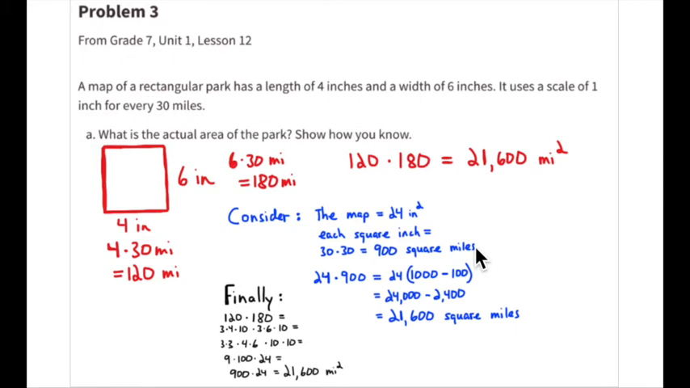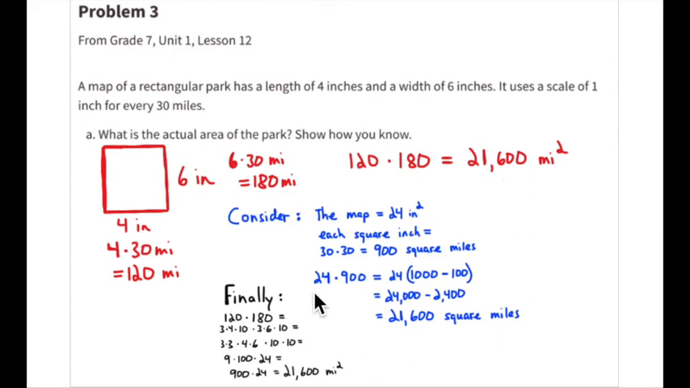Well, how many square inches do you have? You have 24. So then that's 24 times that 900 square miles for each inch. So 24 times 900 does in fact equal... And to do this stuff mentally, I would look at this as 1,000 minus 100. So 24 times 1,000 is 24,000, and subtract the 24 times 100, which is 2,400. And you can probably do that in your head. It's 21,600 square miles, same as up here.